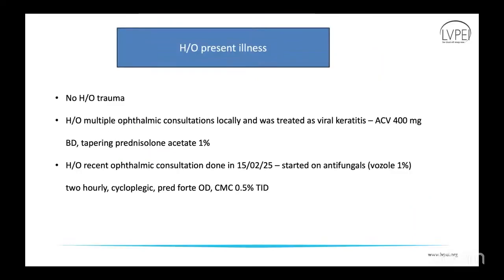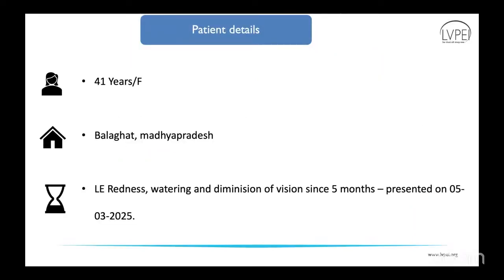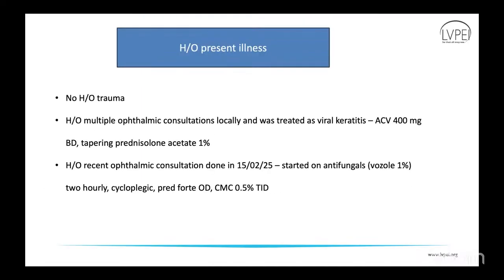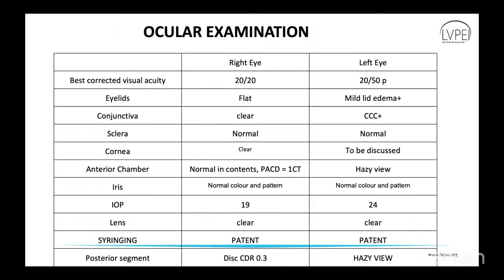This is a case where a 41-year-old female hailing from Madhya Pradesh presented to us with left eye redness, watering, and diminution of vision since 5 months. There is no history of trauma, but she has a history of multiple ophthalmic consultations done locally, where she was treated as viral keratitis and given oral acyclovir and also started on topical steroids. In another consultation, she was diagnosed as a fungal corneal ulcer and started on antifungals, and steroids were also continued. So when she came to us, this was her ocular examination.